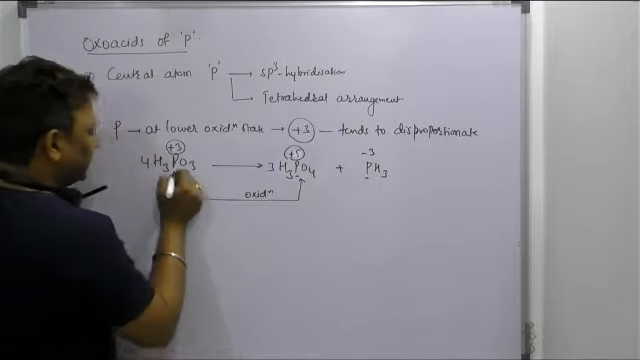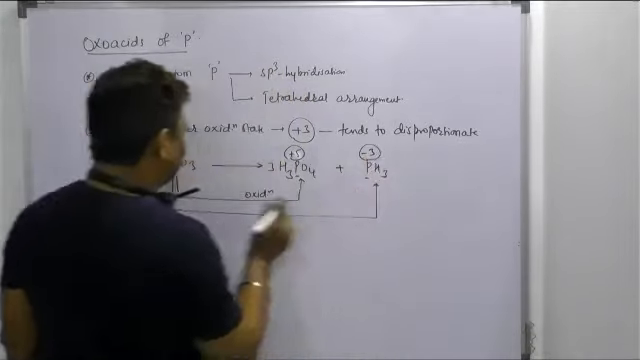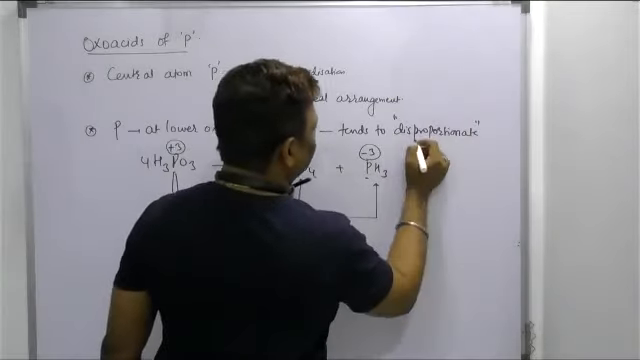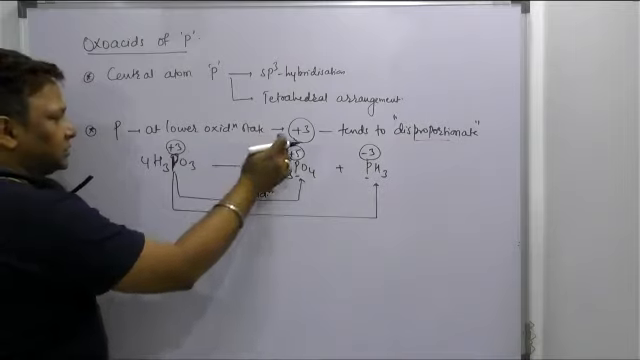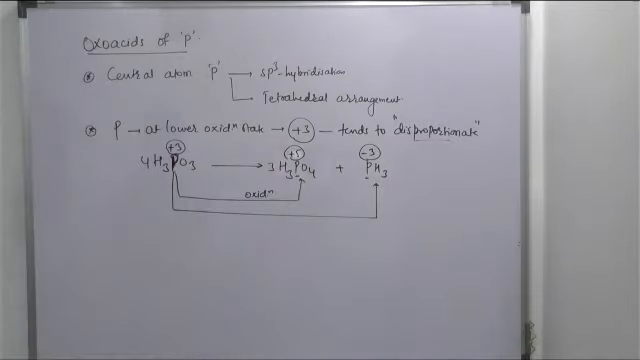At the same time, this lower oxidation state undergoes reduction. That means it is an example of what? Disproportionation reactions. Phosphorus at its lower oxidation state will undergo what? Disproportionation reaction.